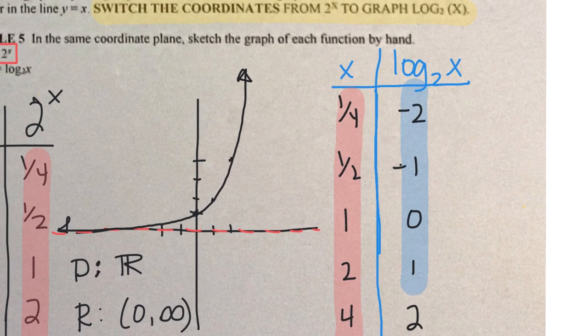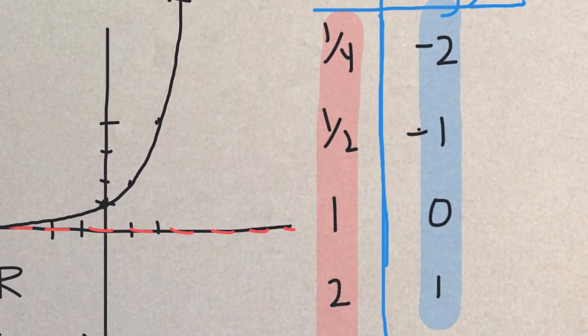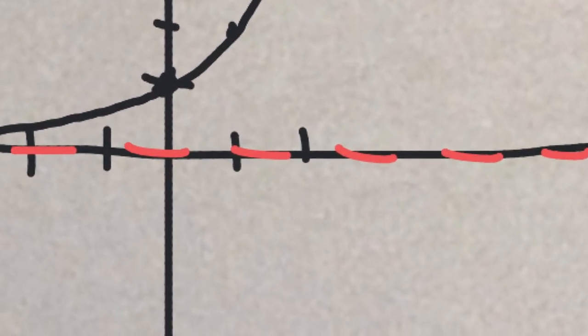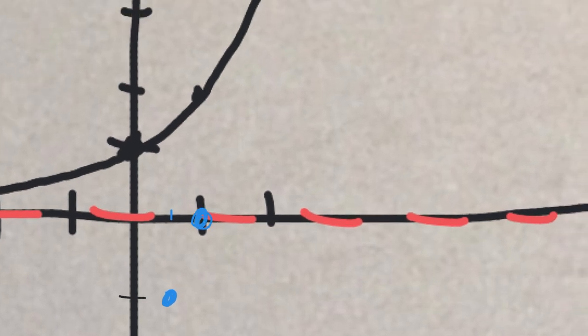Now that we have all of our points on our table, let's plot them on our graph. 1/4 is, of course, less than 1. So 1/4 maybe is right here. So 1/4 comma negative 2. And then 1/2 comma negative 1. And then 1 comma 0. This is our important point. That's your x-intercept. This is the one we're going to plot all the time. And then we have 2, 1, which is right there. And then we have 4, 2.